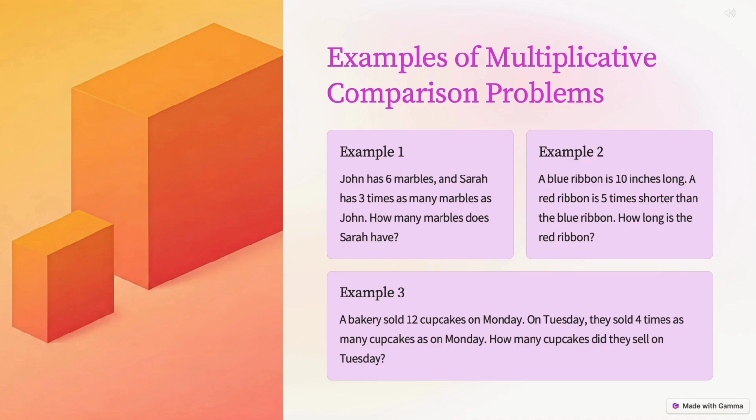Example 3. A bakery sold 12 cupcakes on Monday. On Tuesday, they sold 4 times as many cupcakes as on Monday. How many cupcakes did they sell on Tuesday?